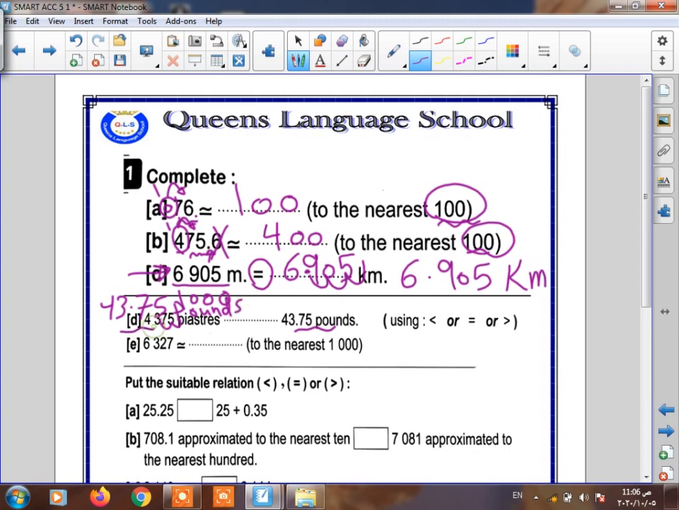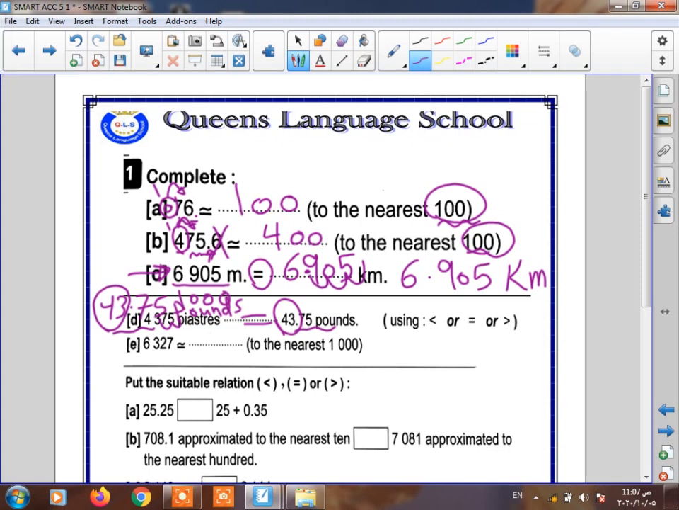How can I compare between two decimal numbers as we took from junior 4? First step, I compare whole number with whole number. Here it's 43 and 43. Okay, it's equal. If the whole numbers are equal, go to the decimal point. Here on the decimal point I have 75 and 75, so it will be equal.